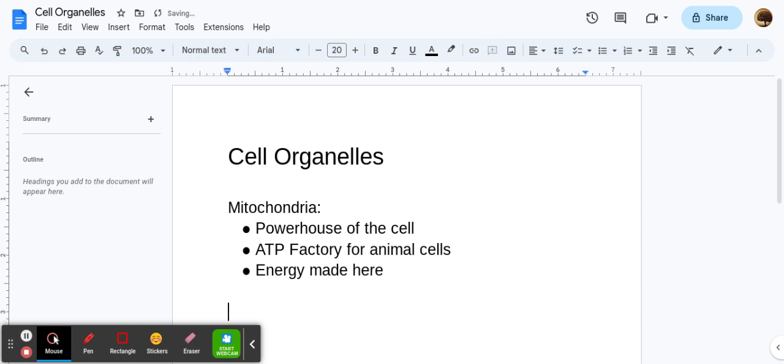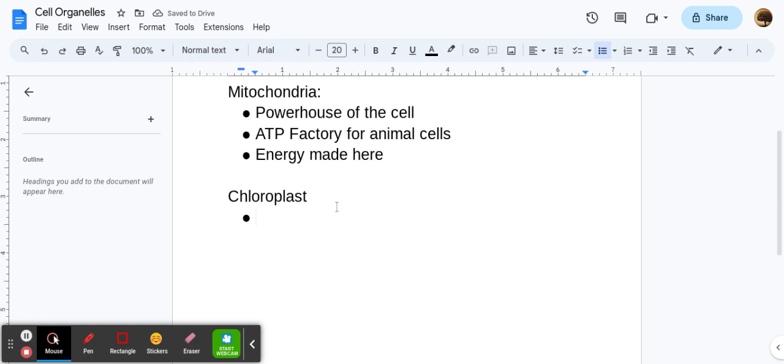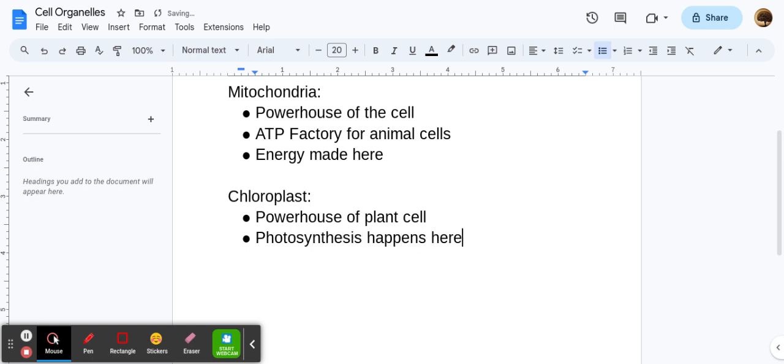Next up, going to plant cell energy production is the chloroplast. When you were younger and you reviewed photosynthesis in your science class, this is where it all happens. Powerhouse of the plant cell. It's basically a sugar factory. It produces glucose for the plant cell.